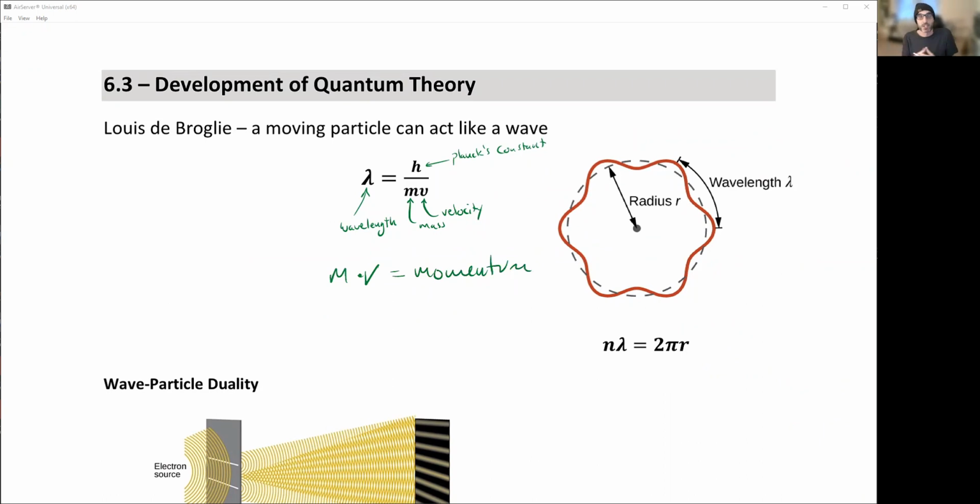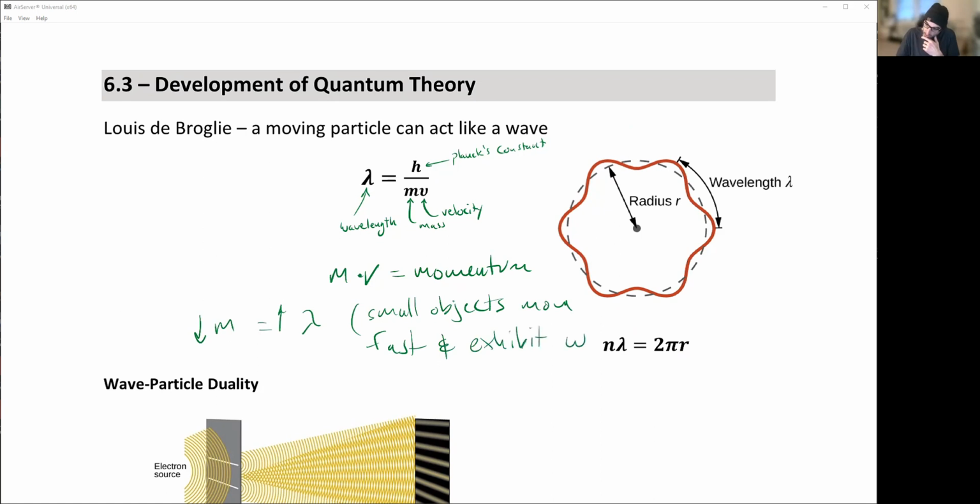So again, there is energy in mass. And so the photon is essentially massless. We haven't really talked about that, but when we introduce mass, we have energy in the form of essentially a photon. So if we have a decrease in mass, we see an increase in wavelength. So ultimately what we have is small objects move fast and exhibit wave-like behavior.